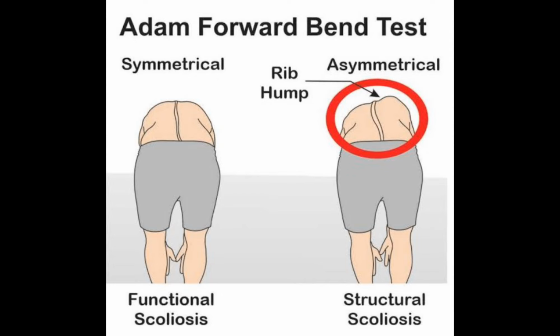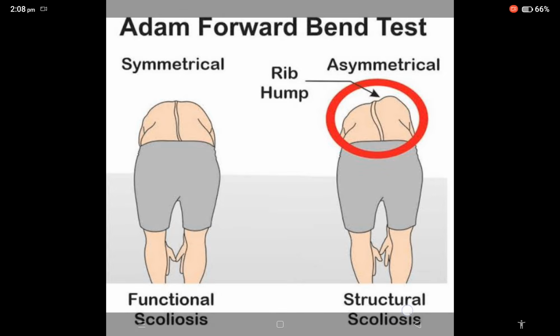So in the first image we can see it is Adam's forward bend test, and Adam's forward bend test is used for scoliosis. Basically, if the person bends forward, the spine will look symmetrical, and if it is asymmetrical or a rib hump is seen, then it is known as scoliosis.